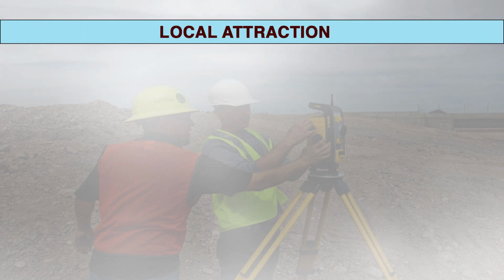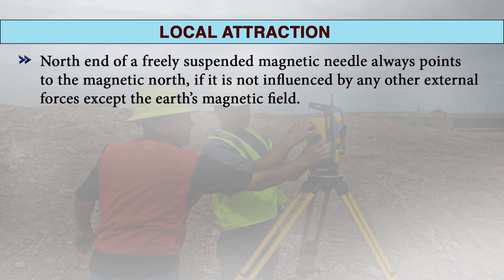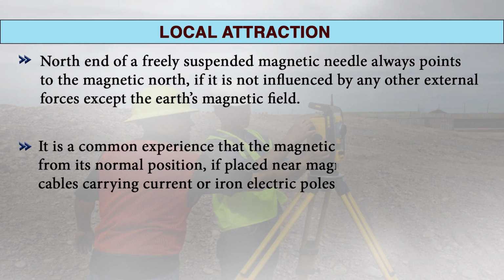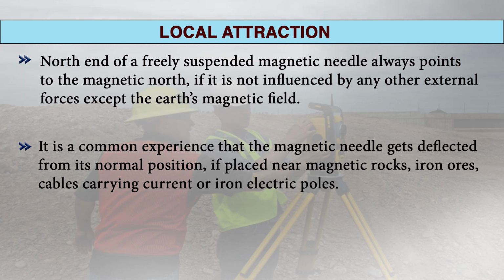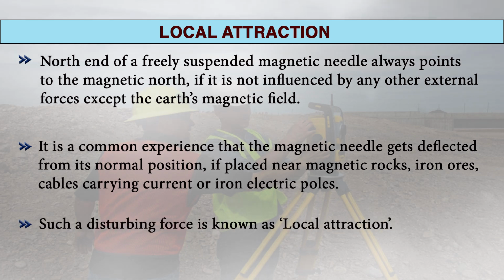Now, moving forward, we will be dealing with the most important topic of today's session, that is local attraction. What is local attraction? North end of a freely suspended magnetic needle always points to the magnetic north if it is not influenced by any other external forces except the earth's magnetic field. It is a common experience that a magnetic needle gets deflected from its normal position if placed near magnetic rocks, iron ores, cables carrying current or iron electric poles, etc. Such a disturbing force is known as local attraction.